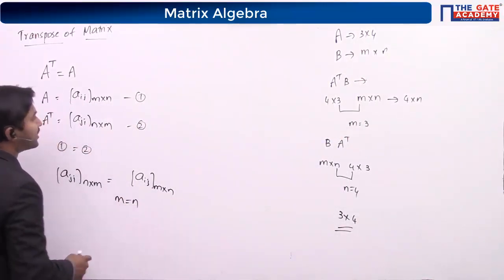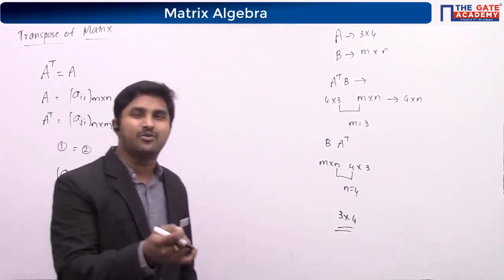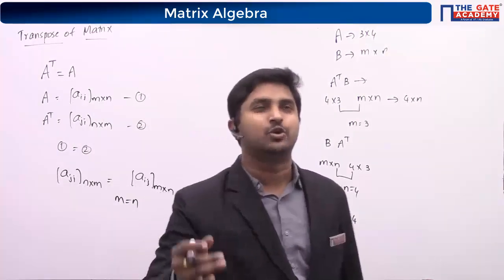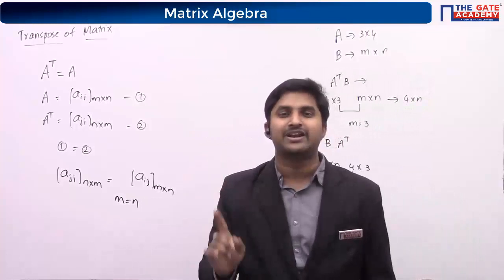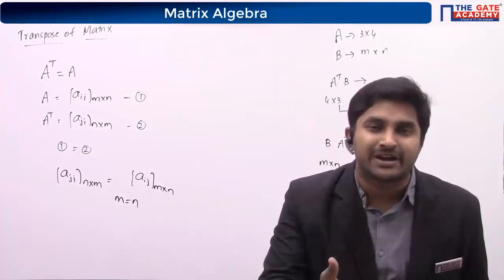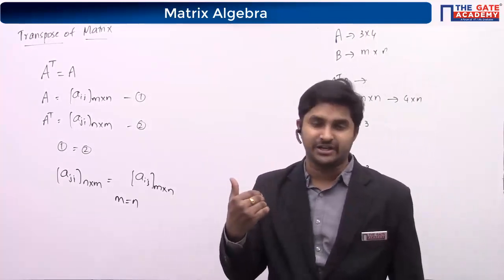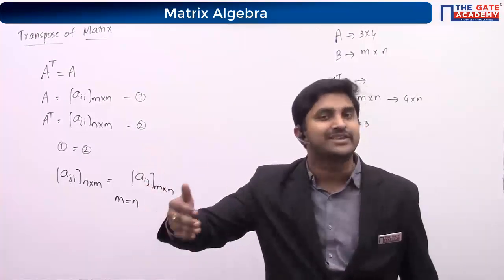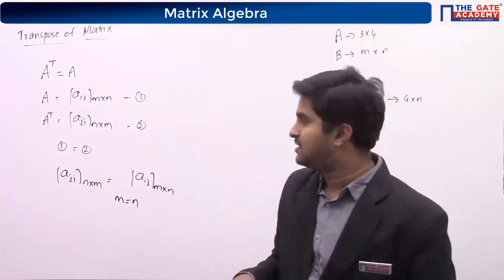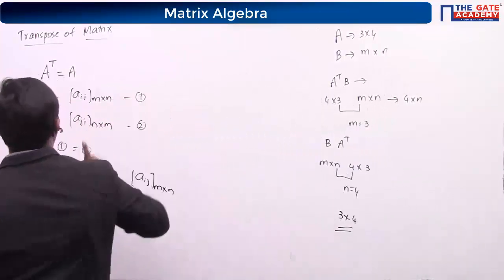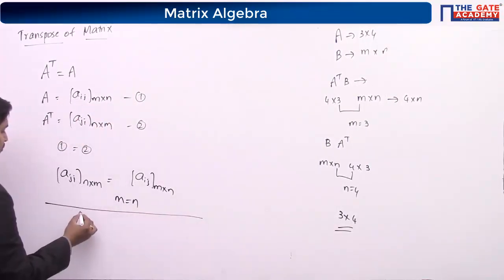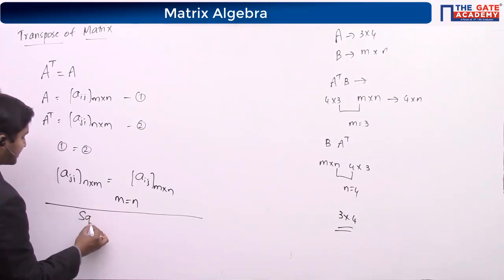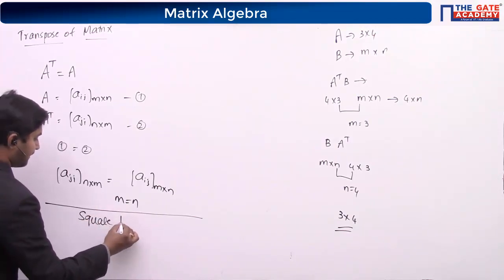If m is equal to n, we know that whenever the number of rows is equal to the number of columns, it's going to be a square matrix. So the first condition for a symmetric matrix is that it should be a square matrix. You cannot have a non-square matrix, which is a rectangular matrix, satisfying the symmetric matrix. So the number of rows should be equal to the number of columns. This is the first condition.